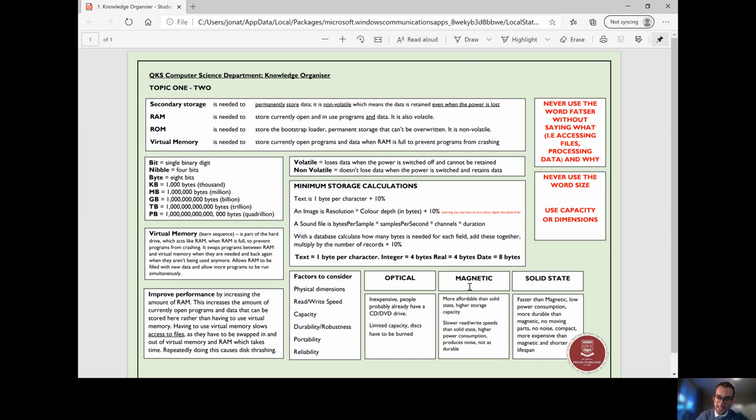If you think magnetic, okay, so it's more affordable than solid state for those higher storage capacities. And it tends to come in higher storage capacity. If you want really large servers, they are going to be magnetic.